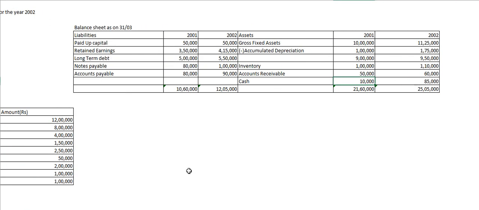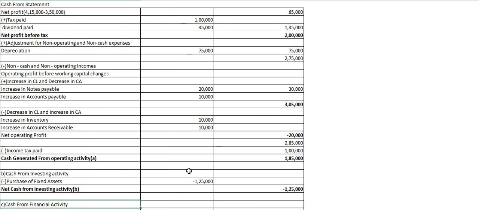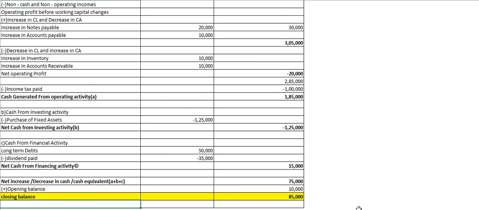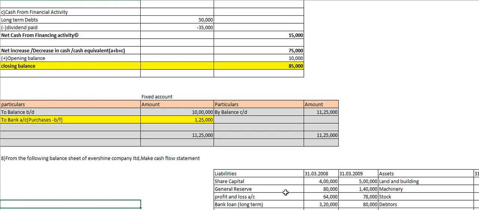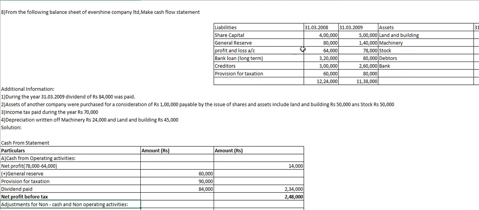10,000, and your closing balance is 85,000. So if you add the opening balance of cash to your net increase or decrease, you should get your closing balance of cash, which is 85,000. So we are getting it. So the answer is correct. So only when we get it, our statement will be termed as the correct statement. So moving on to the next question.